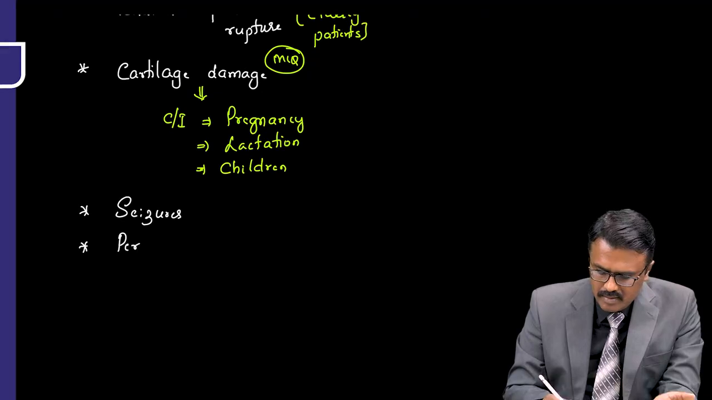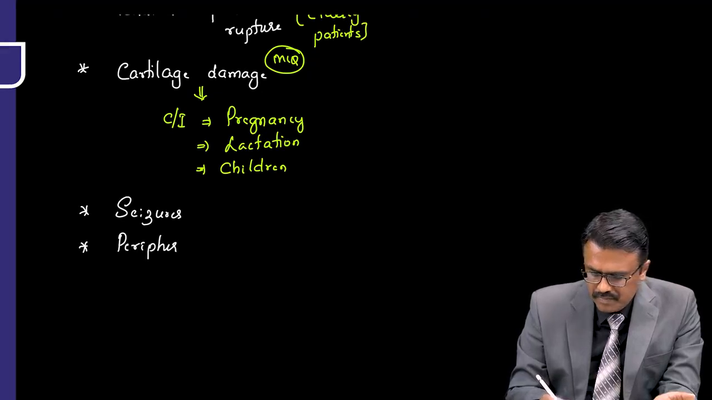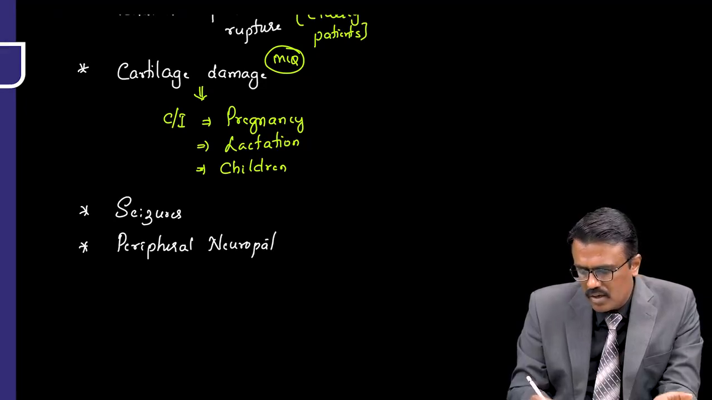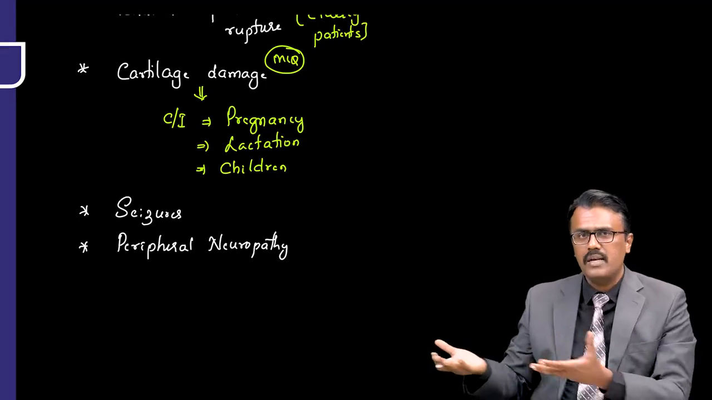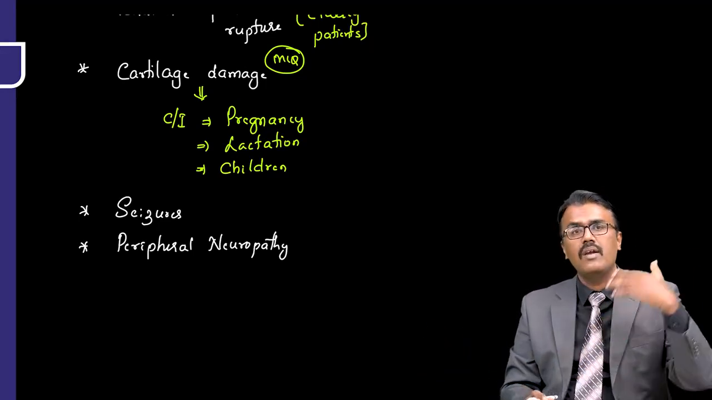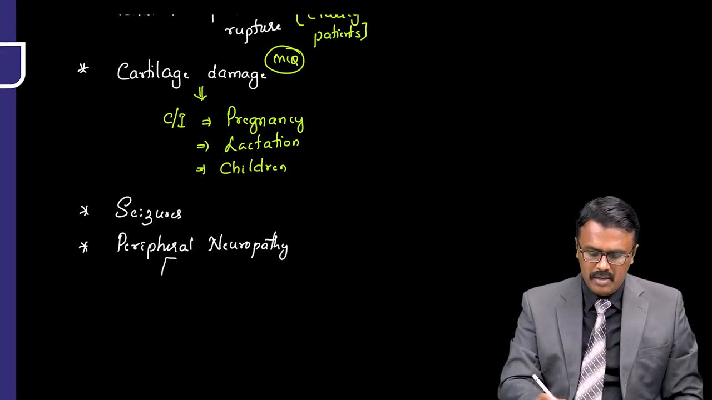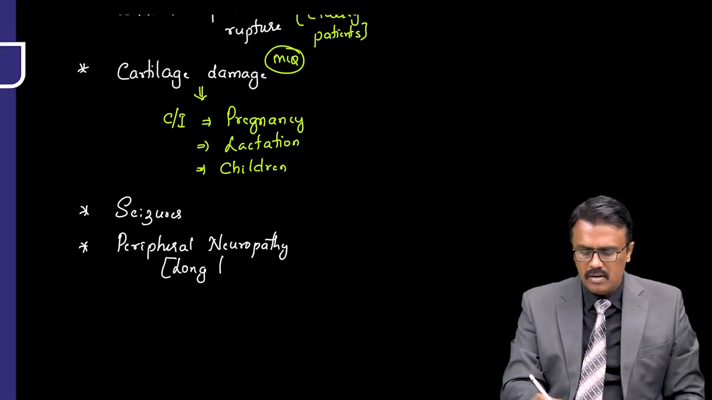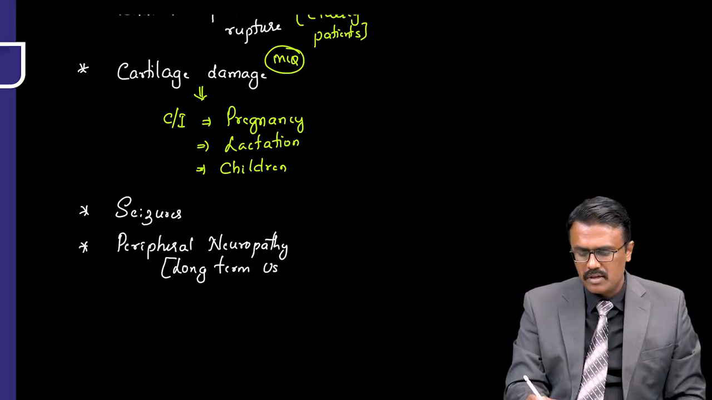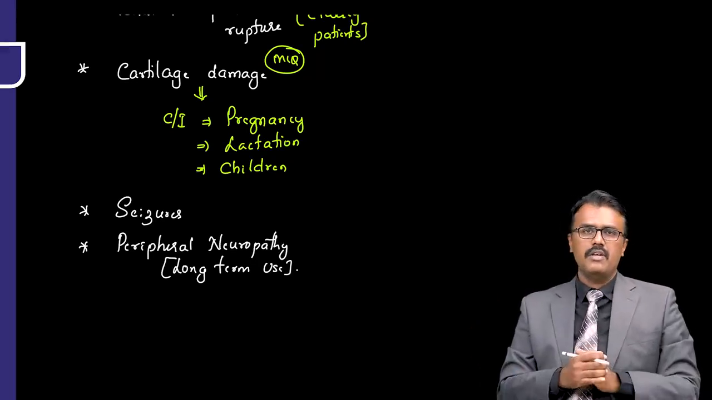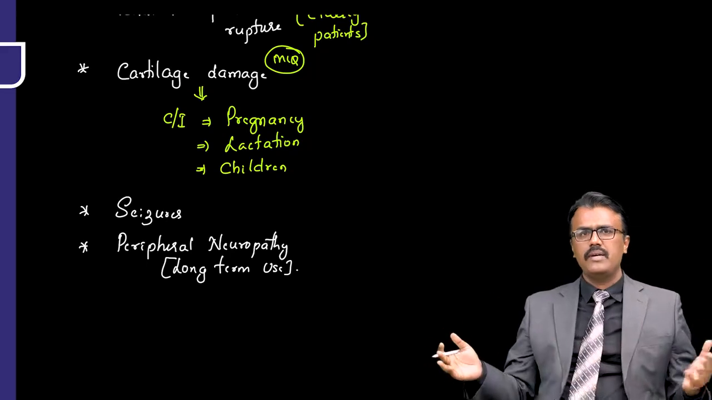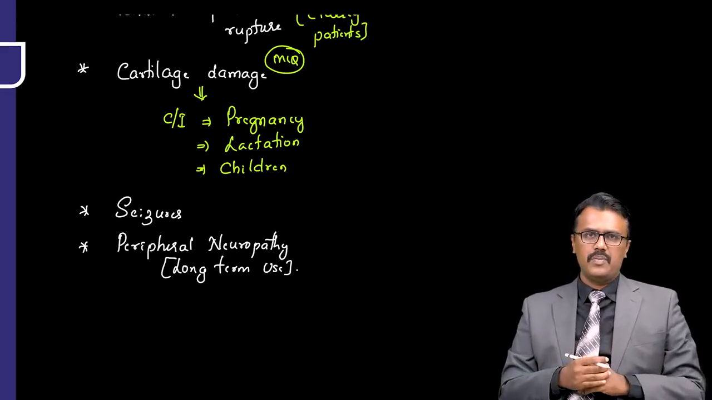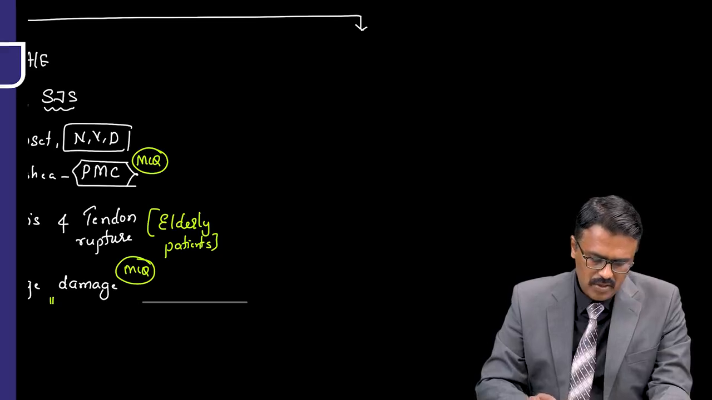Another risk is peripheral neuropathy. It is not a complication that occurs in 1 day, 2 days, 3 days. It will occur only on long-term use. For example, if we are using levofloxacin or moxifloxacin for a very long period, then there is a risk of peripheral neuropathy. So we understood the common adverse effects.